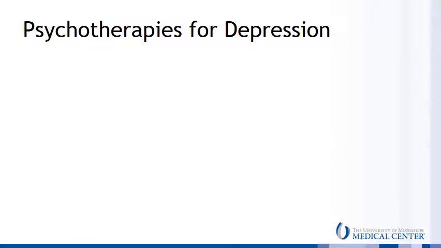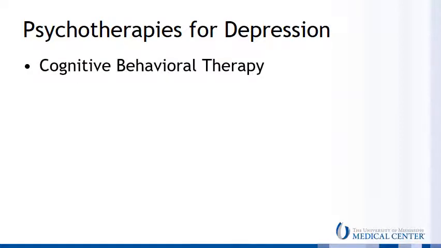In addition to the pharmacotherapies, there are a number of psychotherapeutic interventions that have been shown to be very efficacious in randomized controlled trials. The most commonly used of these is cognitive behavior therapy, which involves restructuring the cycle of thoughts to emotions to behavior and back.